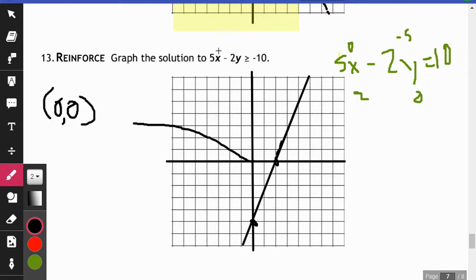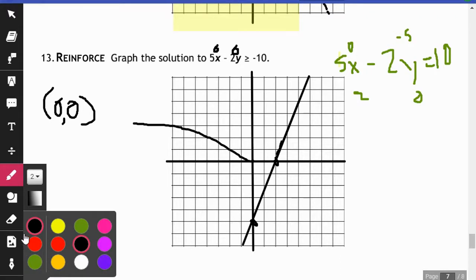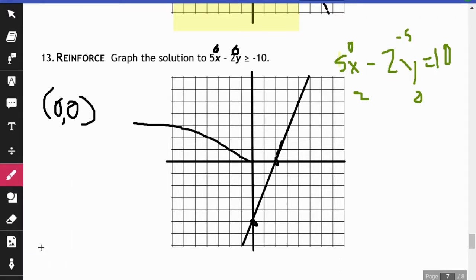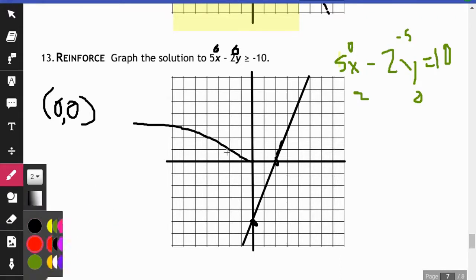If I plug a 0 in here, a 0 in there, I'm going to get 0 minus 0 is greater than negative 10. Is 0 greater than negative 10? Yeah, it is. So that's the side I'm going to fill in. And I'm going to do it with regular pen this time. The other thing didn't work.